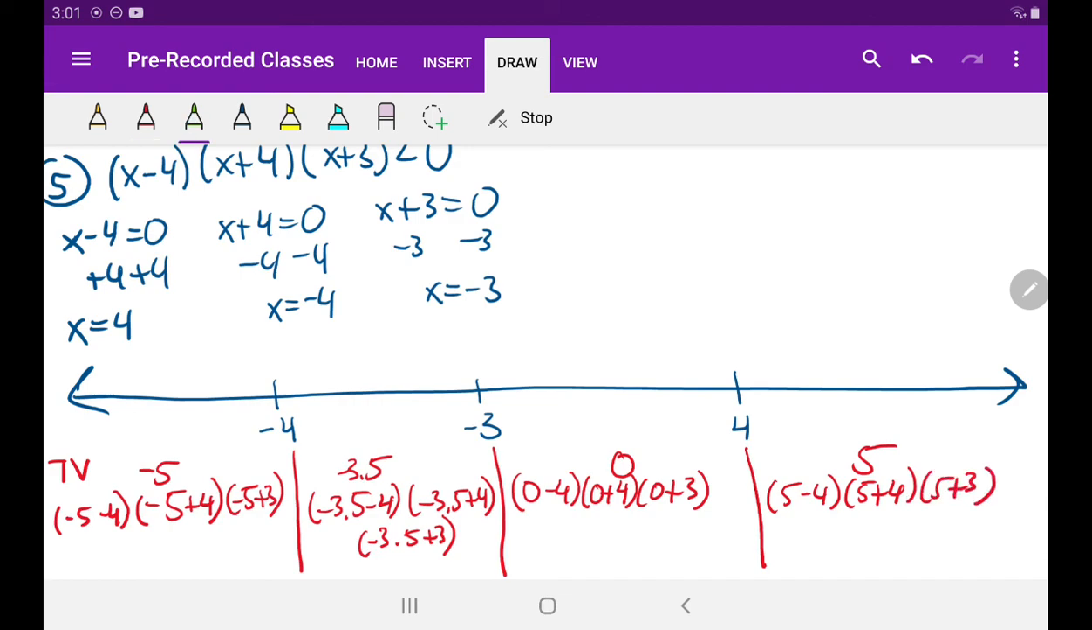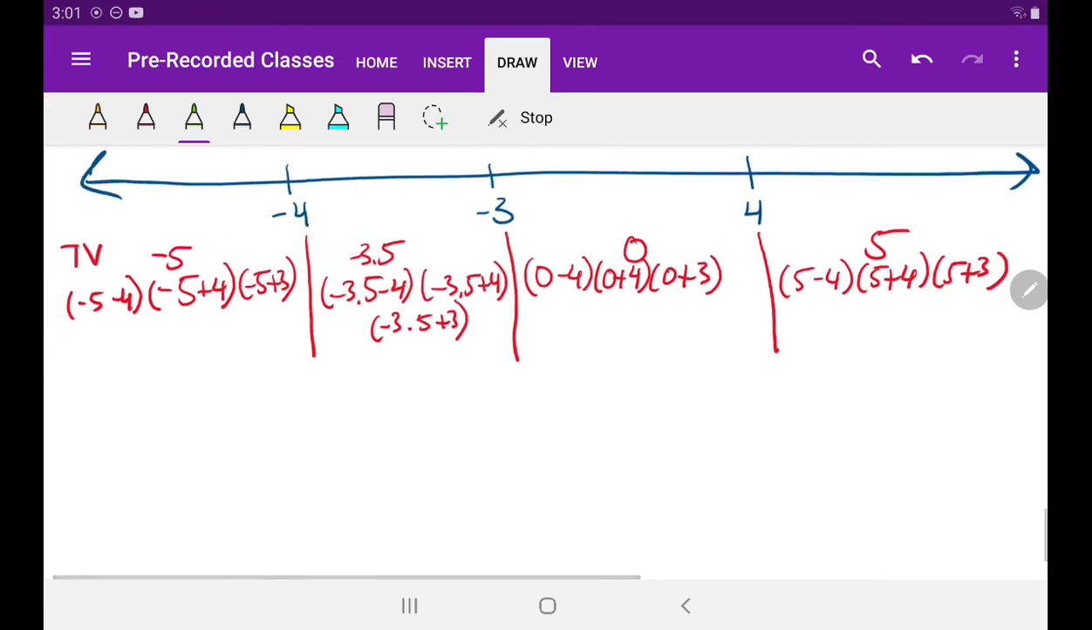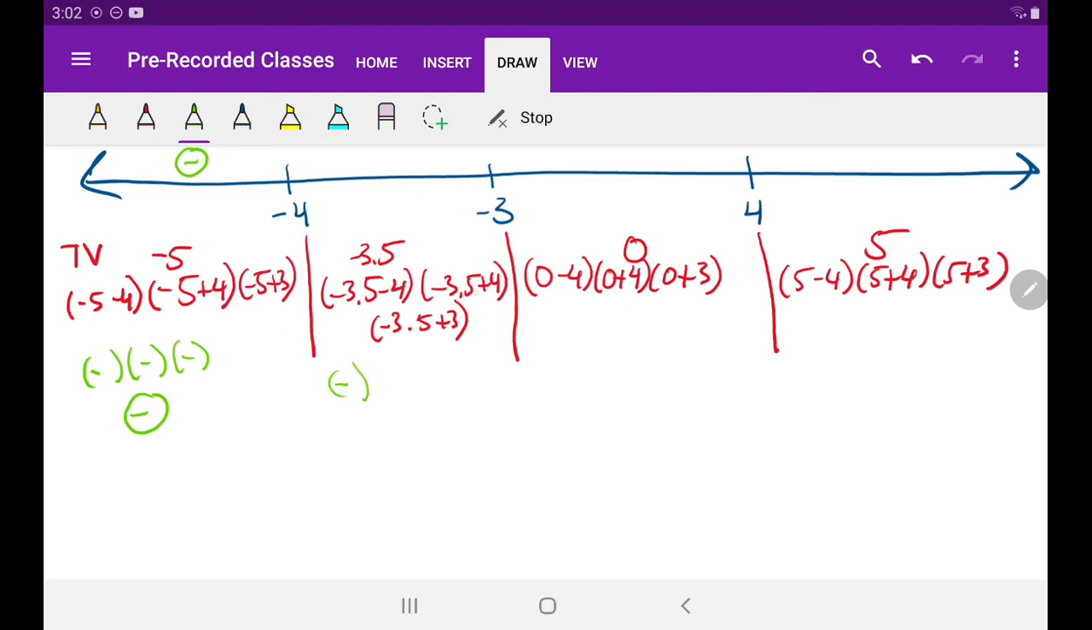So now we'll go through and figure out if things are positive or negative. Negative 5 minus 4 is negative, negative 5 plus 4 is negative, and negative 5 plus 3 is also negative. So negative times a negative is a negative. So we're negative in that range. Negative 3.5 minus 4 is negative, negative 3.5 plus 4 is positive, and negative 3.5 plus 3 is negative. So negative times negative times positive, we've got 2 negatives there. That's going to turn into a positive.